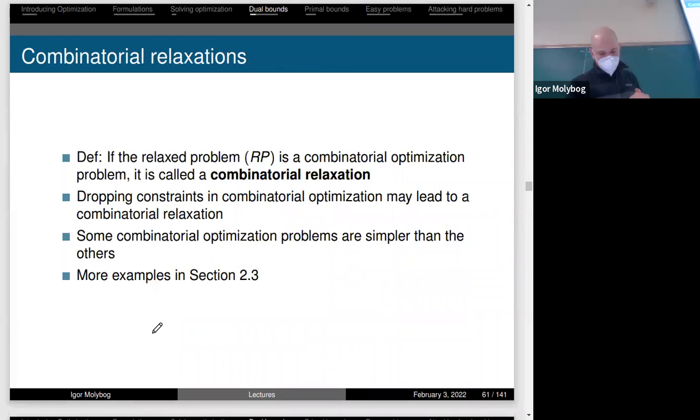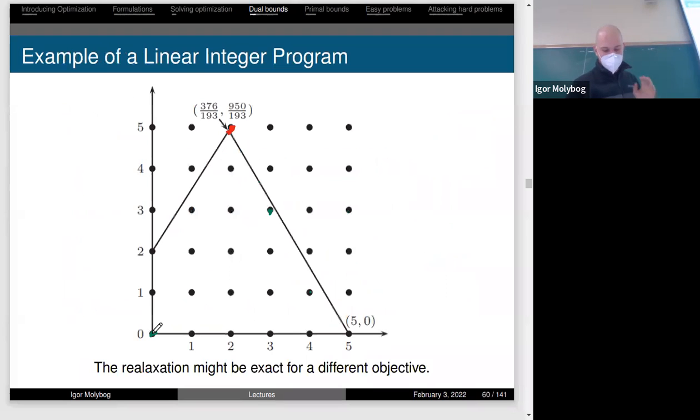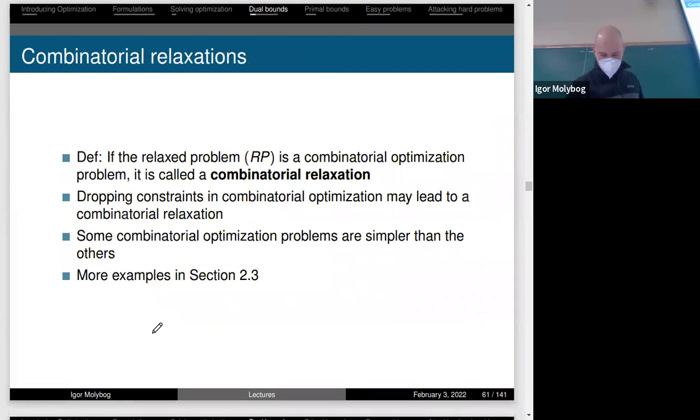All right. Combinatorial relaxation. Okay, so this is regarding the linear relaxation. There is an example. There are two more examples in the book. Please pay attention to them if you ever stumble upon a problem. Combinatorial relaxation is, as the name says, a combinatorial problem that is a relaxation of the original problem. We will see a particular example.